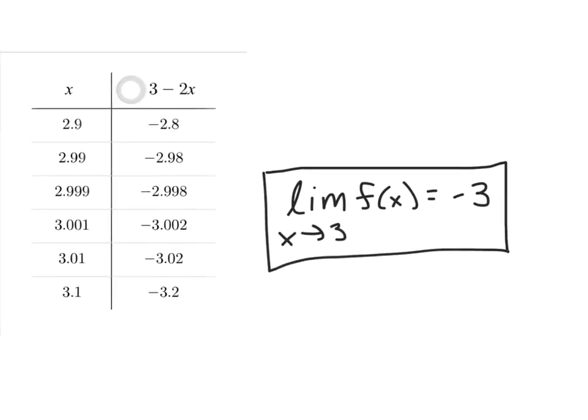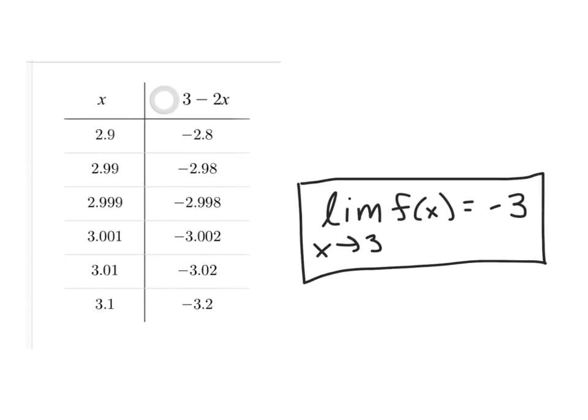So I used Desmos here, and remember we were trying to find the limit as x approaches 3, so I picked a few values smaller and a few values larger. So as I'm converging upon x equals 3, I can see that my y values are getting really, really close to negative 3. So that is going to be my limit.